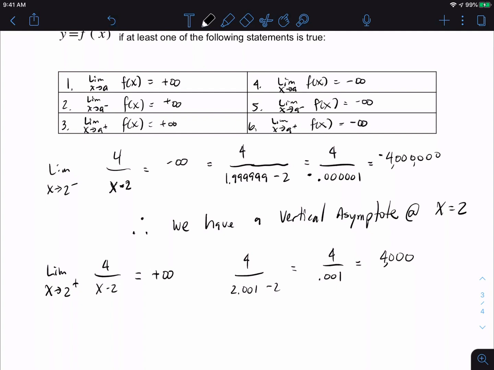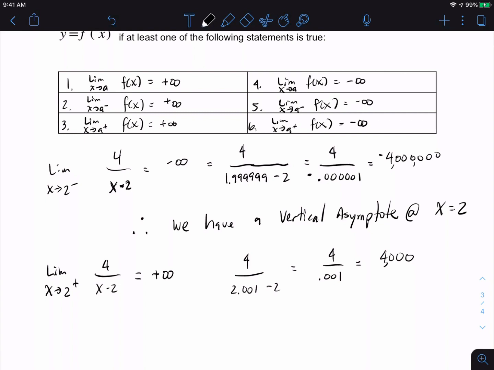Now, how many do I need to demonstrate in order to be able to say I have a vertical asymptote? That's easy. I only need to demonstrate one of the 6. Any one of the 6 that I can show that goes to positive or negative infinity, I have a vertical asymptote at that specific point. Okay?